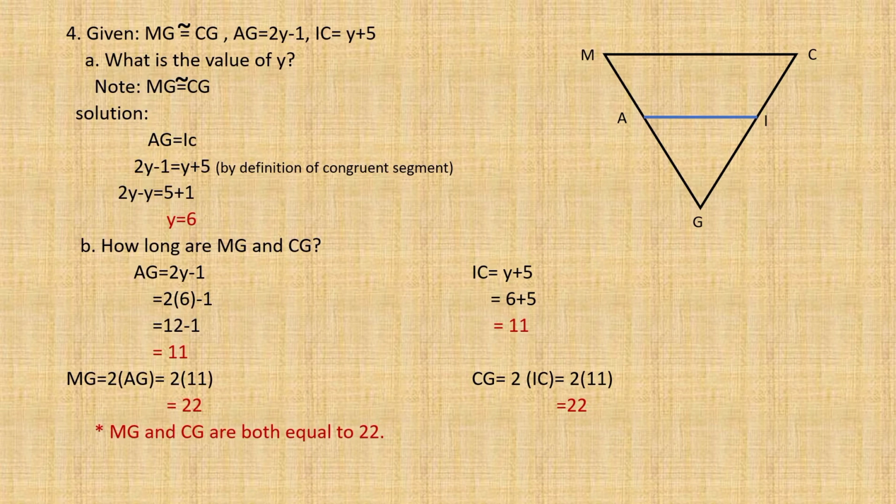And to find the length of CG, we will consider the length of segment IC. Since IC is equal to y plus 5, substitute the value of y, which is equal to 6, plus 5, so your IC is equal to 11. And since CG is equal to twice the length of IC, you have 2 times 11 is equal to 22. So therefore, we prove that MG and CG are both equal to 22 because it is already given that MG is congruent to CG.